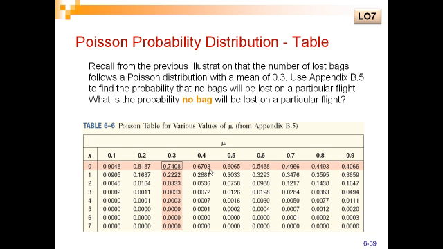Recall from the previous illustration that the number of lost bags follows a Poisson distribution with a mean of 0.3. By using Appendix B.5 in your reference book, you can find the probability that no bags will be lost on a particular flight. So what is the probability no bag will be lost on a particular flight? To find the probability of no lost bag, locate the column headed 0.3 and read down that column to the row labeled 0. The probability is 0.7408. That is the probability of no lost bag.